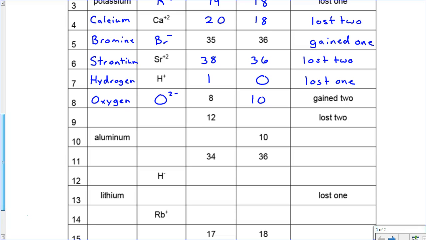For number 9, we're looking for the element with atomic number 12. That's magnesium, which is Mg. It's lost 2 electrons, so that means it has 10 electrons. It's got more protons than electrons here by 2, so it's a 2+ charge.